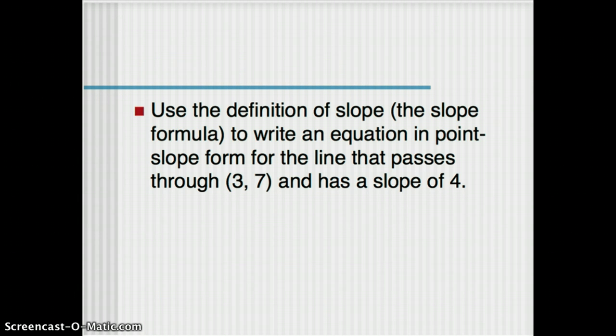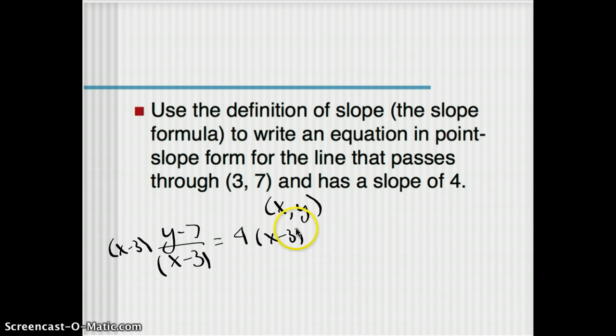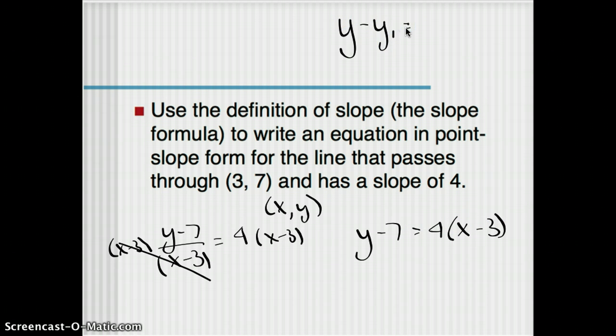Okay, so we're going to use the definition of slope this time, the slope formula, to write an equation in point-slope form for a line that passes through 3, 7 and has a slope of 4. So there are two ways that I can approach this problem. One, I could know that it will always go through the point x, y, if x and y are variables. So I could just do the same thing that I did the first time, saying, okay, well, its slope is y minus 7 over x minus 3, and that must equal 4. So I'm going to go ahead and multiply both sides by x minus 3 to get rid of that on the bottom. And lo and behold, y minus 7 equals 4 times the quantity x minus 3. That's in point-slope form because it looks like this. y minus y sub 1 equals m, which is the slope, times x minus x sub 1.